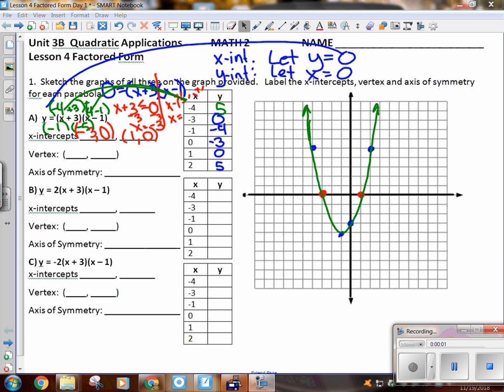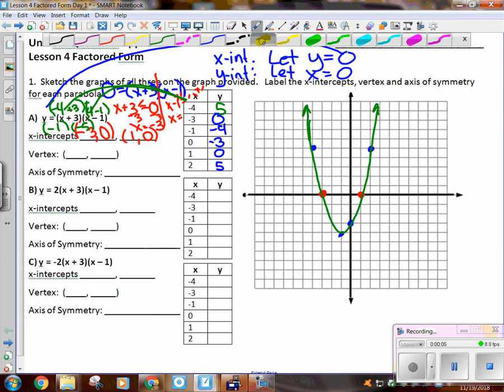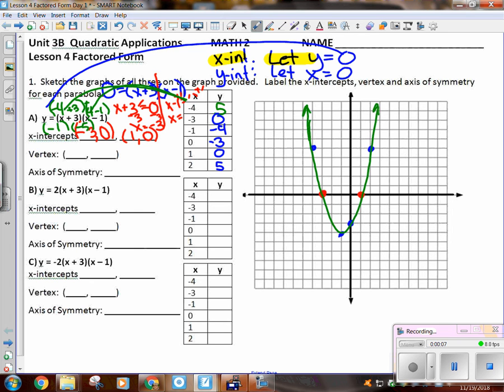Our lesson on factored form, and the only thing we've done so far is talk about intercepts. If you have an x-intercept, basically the y value is 0. If you do your y-intercept, the x value becomes 0. Now, we talked about how we got the x-intercepts of -3, 0, and +1.